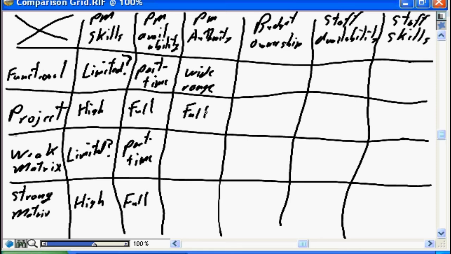In a project organization, the PM is going to have full responsibility because the project team members report directly to the project manager for the project and are dedicated only to the project.